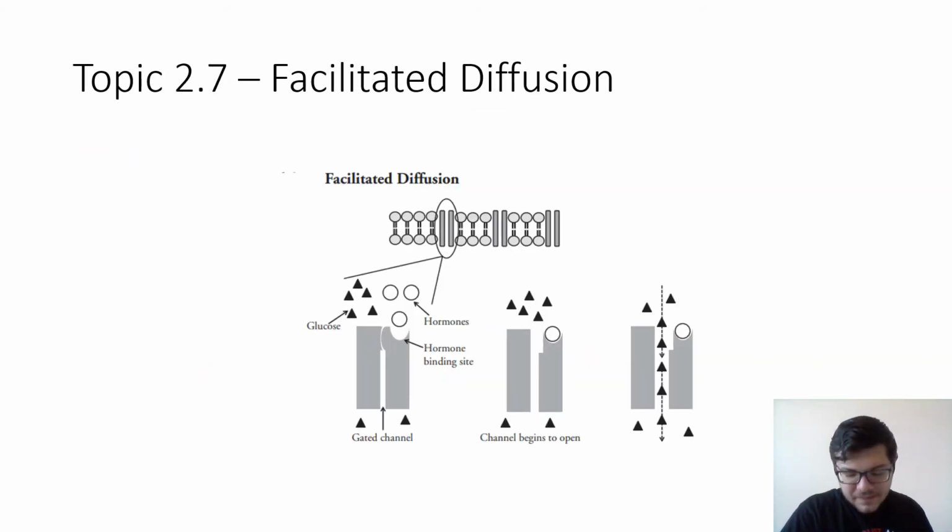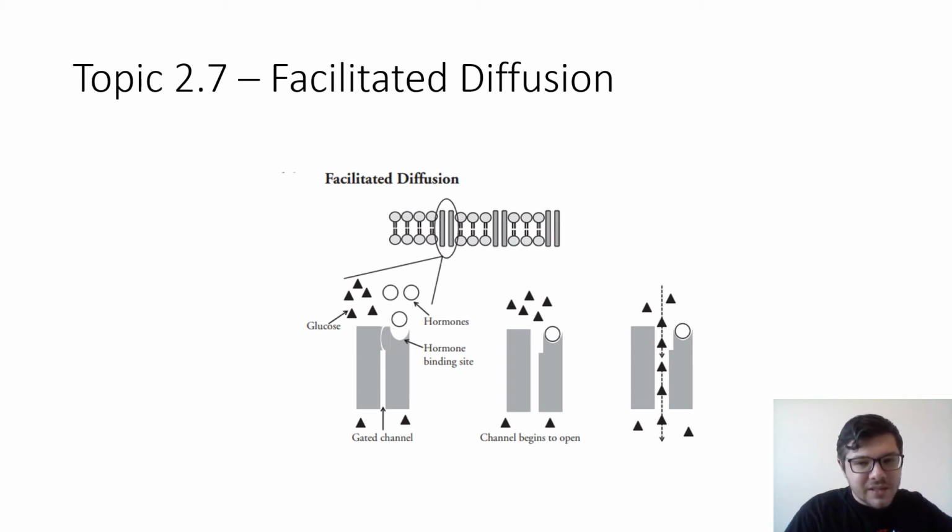Facilitated diffusion, not a whole lot here, just this one picture. If you notice, it says glucose right there, and then you have a hormone. This is looking at a large protein. There's something called a gated channel. If we're looking at the first picture of the protein, step one, if you will, we have the triangles, which are glucose, and the circles, which are hormones. You have a hormone binding site and a gated channel.